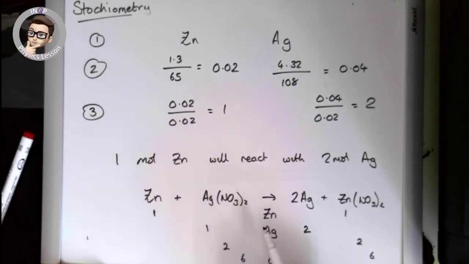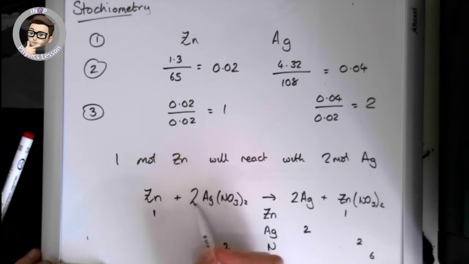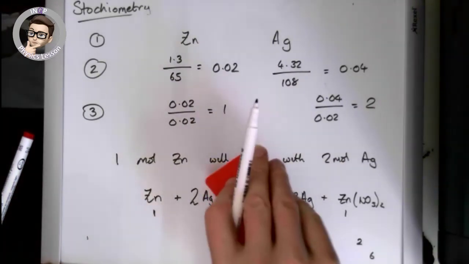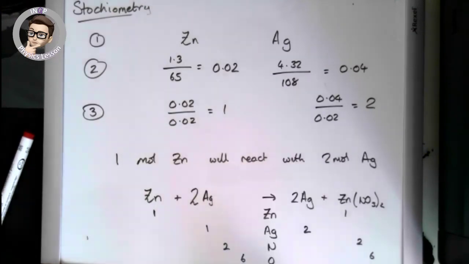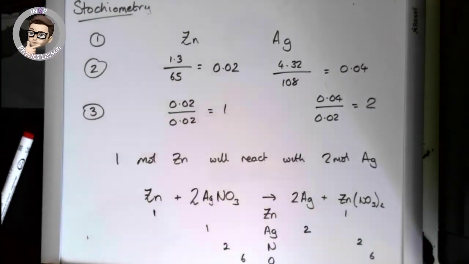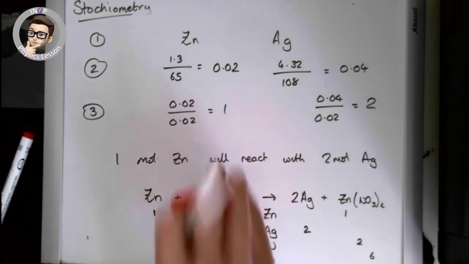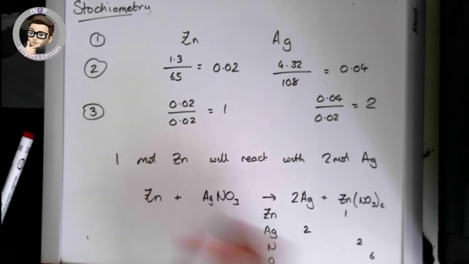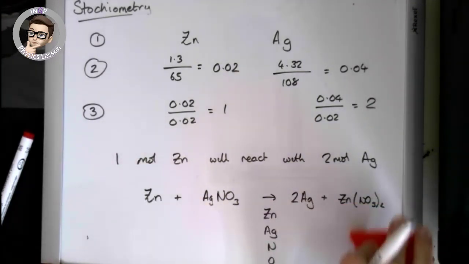So I'm going to put 2 in front of the AgNO3. 2, that's why it's not working. It's not AgNO3 2, it's AgNO3. My apologies. In fact, let's just redo that all together, and we'll redo those.